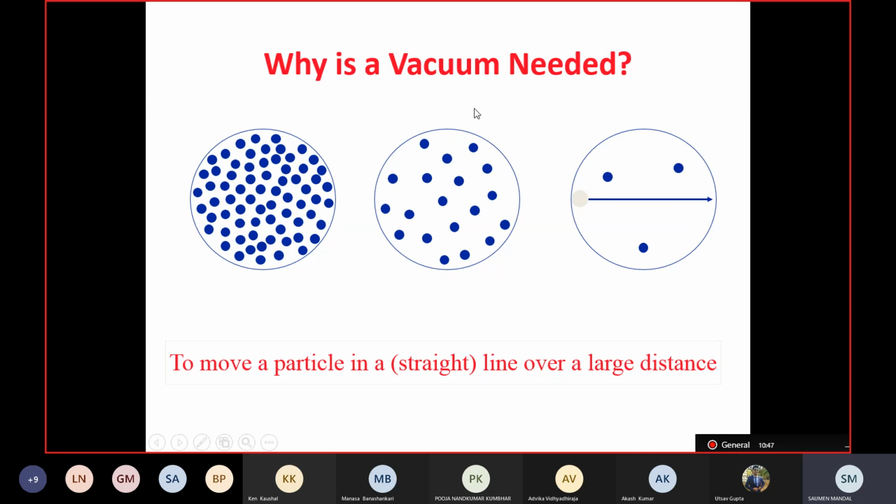So why is vacuum needed? You can see this is one normal chamber. When you do the vacuum, the air molecules, meaning oxygen as well as nitrogen and sometimes H2, their number will reduce. Let's say that you are depositing gold. Then the gold atom in vapor state can move without any hindrance, to move a particle in a straight line over a large distance. That is the main purpose of this vacuum. But along with this, some other purpose is also there, which I'm going to talk about.